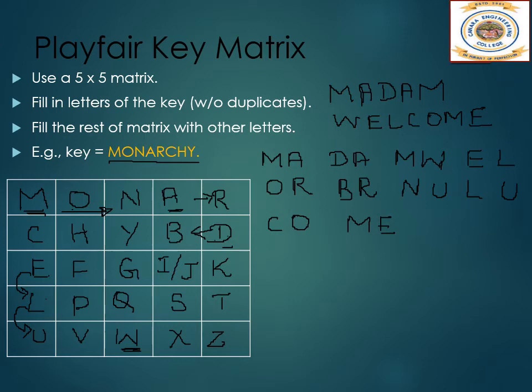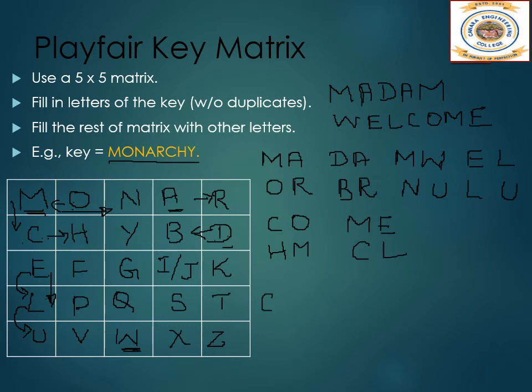C and O. See, they are in separate columns. So for C, I have to replace with H because H is the element under the column of O. So C is replaced with the H and O is replaced with the M. That is the element in the column of C. M and E. Where is M? M and E are in the same column. So M is replaced with C and E is replaced with the L.